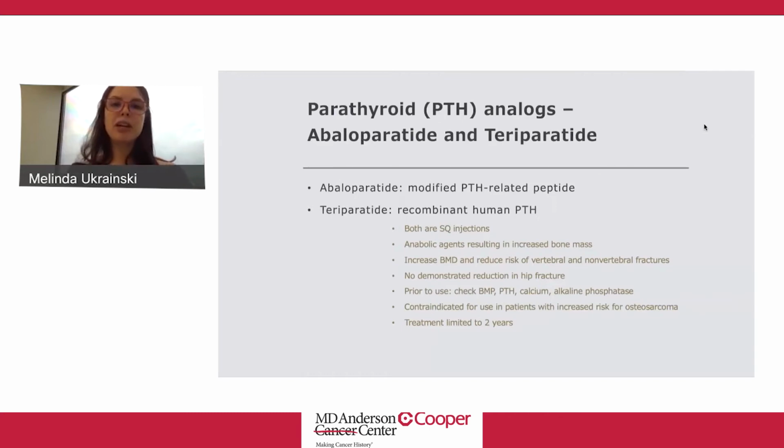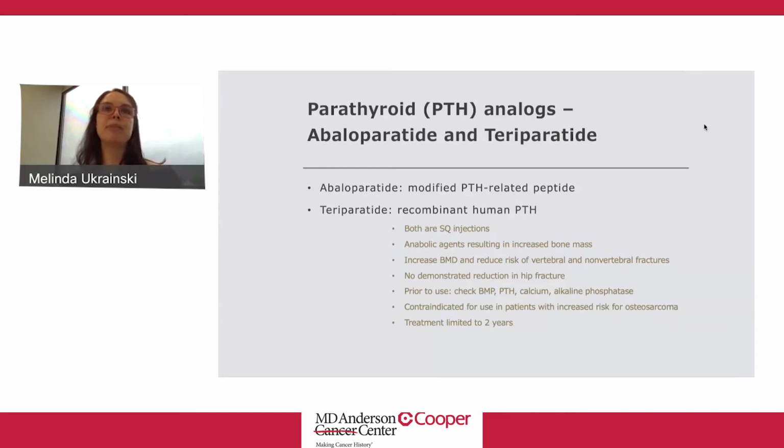Then there are the parathyroid analogs, which are abaloparatide and teriparatide. Both of them are subcutaneous injections. They're both anabolic agents that result in increased bone mass. They increase the bone mineral density and reduce the risk of vertebral and non-vertebral fractures. The studies showed a lack of efficacy in fracture reduction in the hip, but this may be more a result of study design or inadequate power, as the incidence of hip fracture was low in these trials. I think there are more studies ongoing to see if the fracture risk for the hip is also lowered.